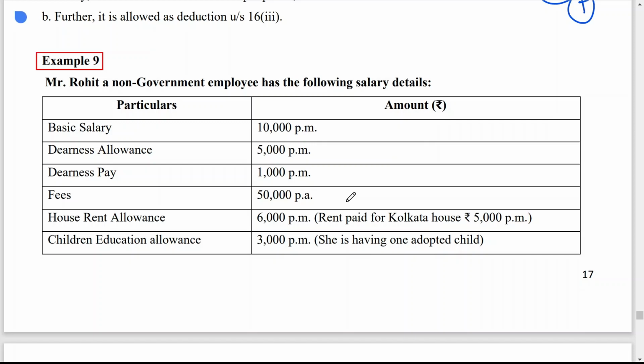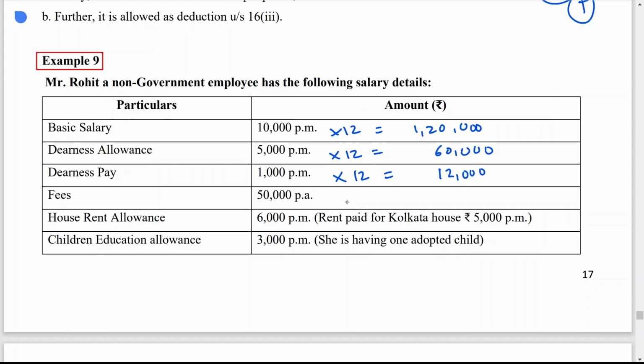Now Mr. Rohit, a very easy example. If you know all the concepts of salary, then you are in a position to solve this. Mr. Rohit is a non-government employee and has the following salary details. Basic salary 10,000 per month. You have to multiply by 12, and you will get 1 lakh 20,000. So this is the first one. Dearness allowance 5,000 multiplied by 12, that is 60,000. Then dearness pay, the same thing, multiply by 12, you will get 12,000. Then fees per annum, that means fully taxable.